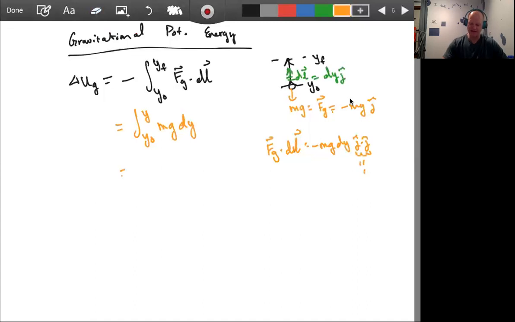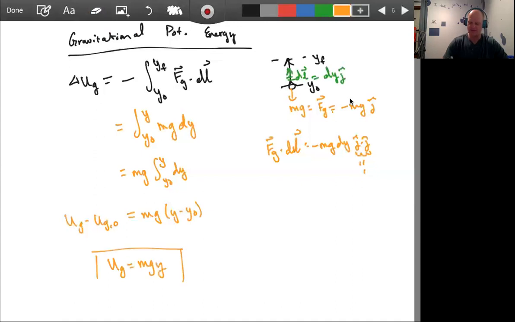mg is simply a constant, so I'm going to get mg times the integral from the initial position to the final position of dy. The integral of dy is simply y, evaluated from the initial position to the final position. So I get mg times y minus y initial. And my left-hand side is the final gravitational potential minus my initial gravitational potential, which tells me that the gravitational potential is mgy. So same result that we had before.